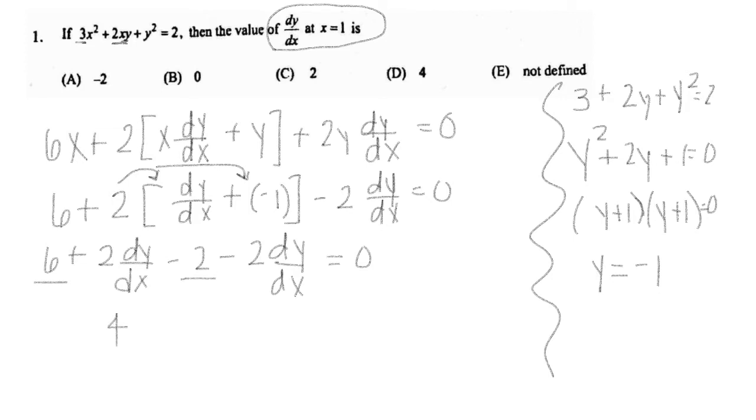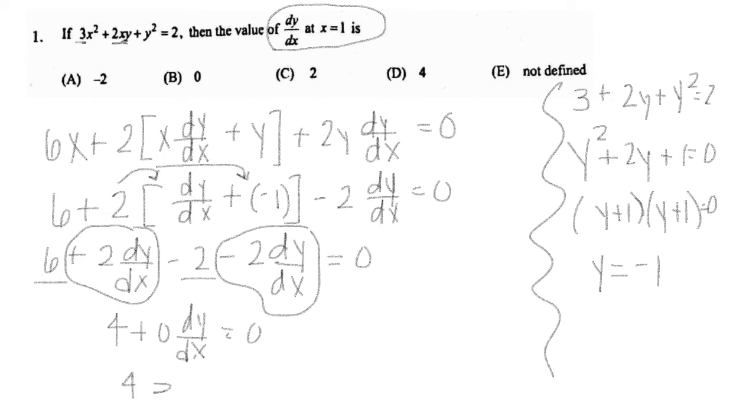Let's see if we can combine our like terms here. Well, that gives me 4. But notice when I combine these, I have a positive 2 dy/dx and a negative 2 dy/dx. That's going to give me 0 dy/dx's, and that equals 0. So at the end of the day, this problem ends up being 4 equals 0, which is crazy thinking. We're not crazy, so I would say that our final answer is E.